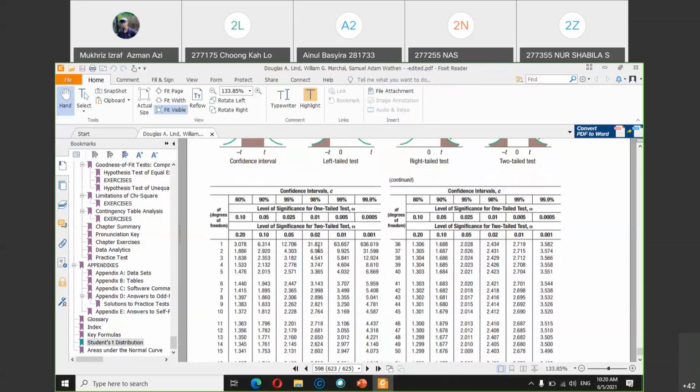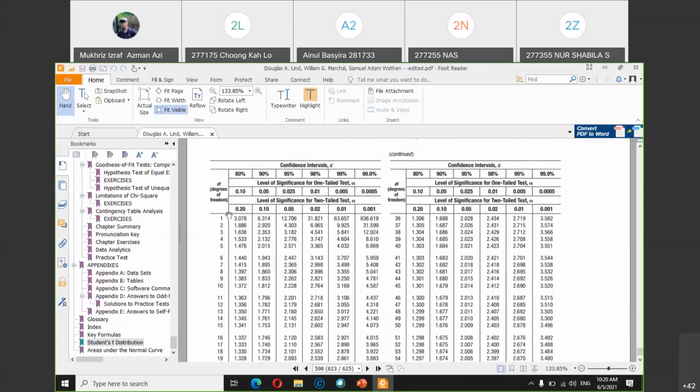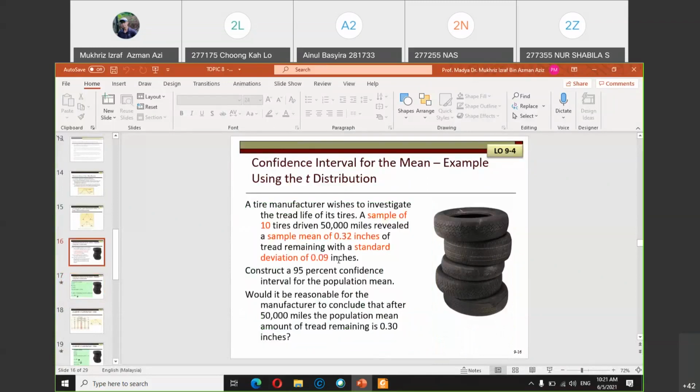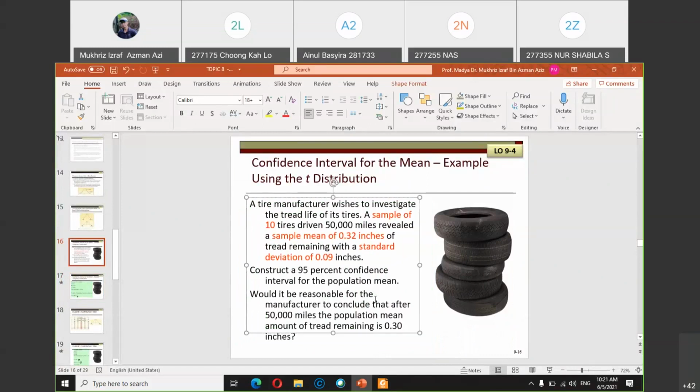Basically both are the same, but the difference is the value of the sample size, noted as DF, degrees of freedom. Let me go through the formula here. If you look at this example, you are required to calculate the 95% CI, and the second part will be the interpretation of the meaning of the result that you get. Would it be reasonable? You're going to see this kind of question in other exercises as well. Whether it is reasonable, whether it is logical. Is it reasonable for the manufacturer to conclude that after 50,000 miles the mean will be 0.3?